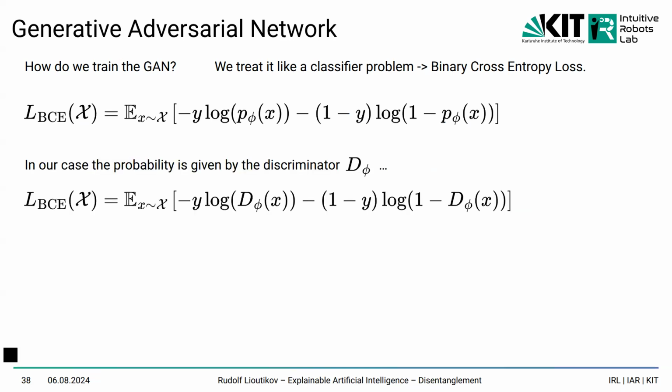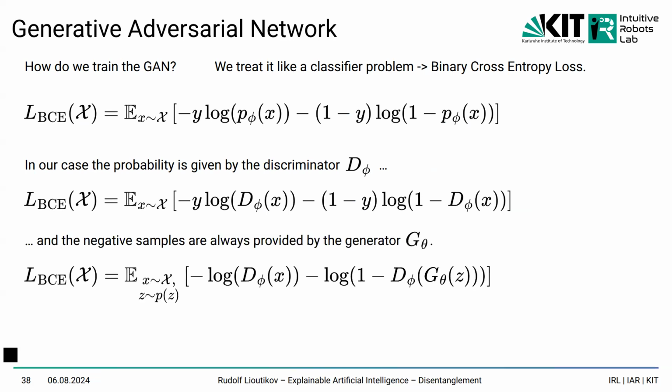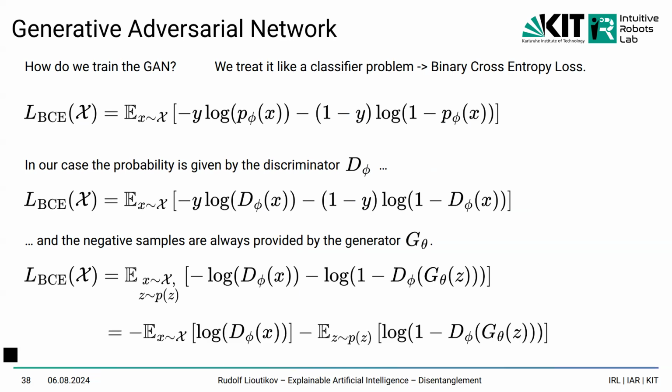So in our case now, the probability is given by the discriminator. So instead of p_phi(x), we have D_phi(x), and our negative examples are always given by the generator. Those are basically our fake examples. And this leaves us with the actual GAN loss. We can rewrite it slightly, but this is what we usually do. So this is our GAN loss, what we optimize.